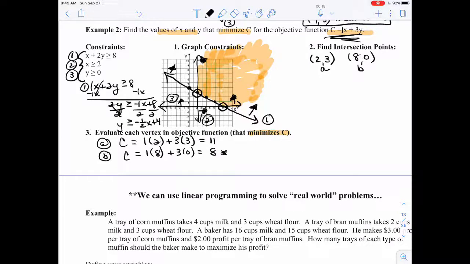So in this case, (8, 0) has a minimum of 8.